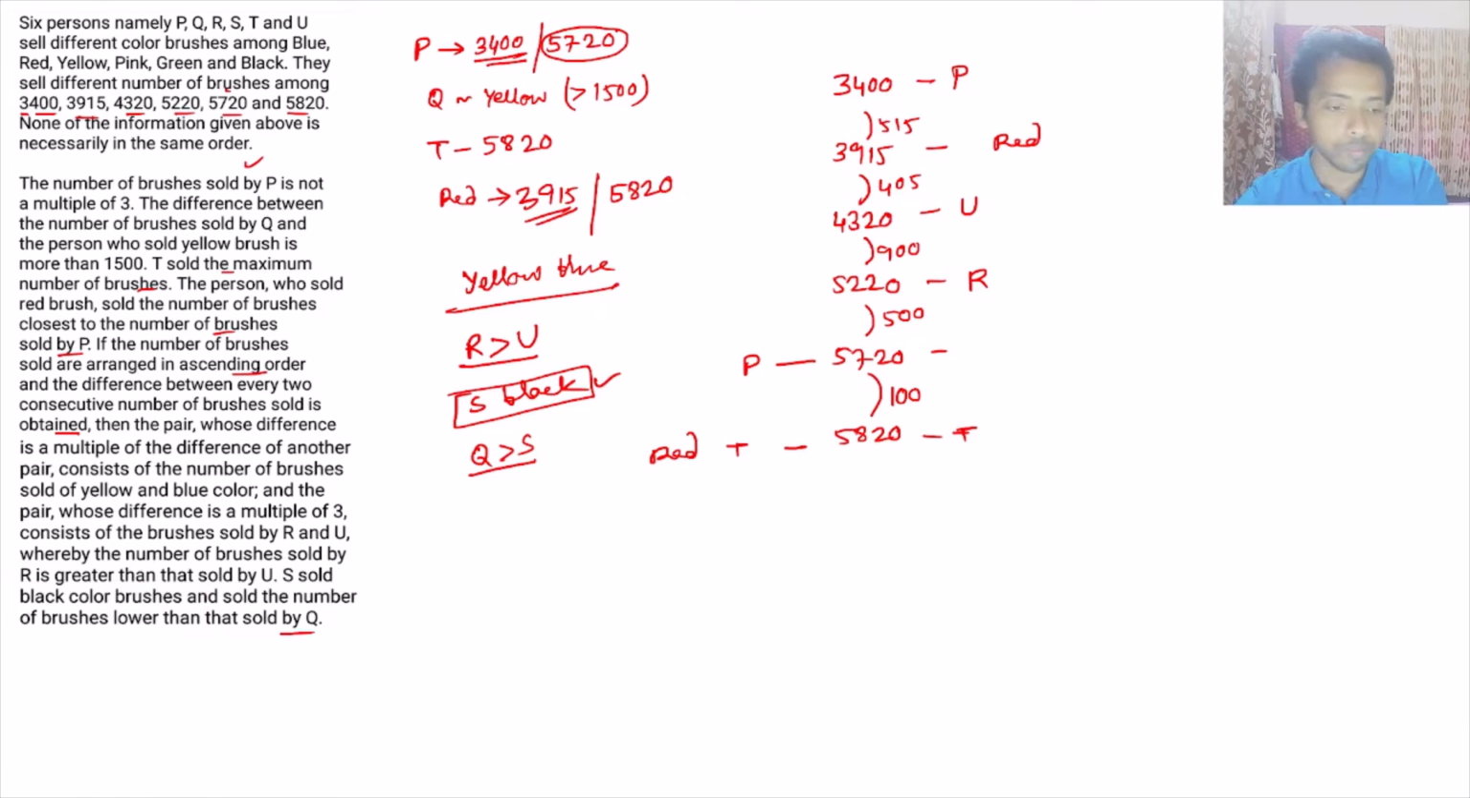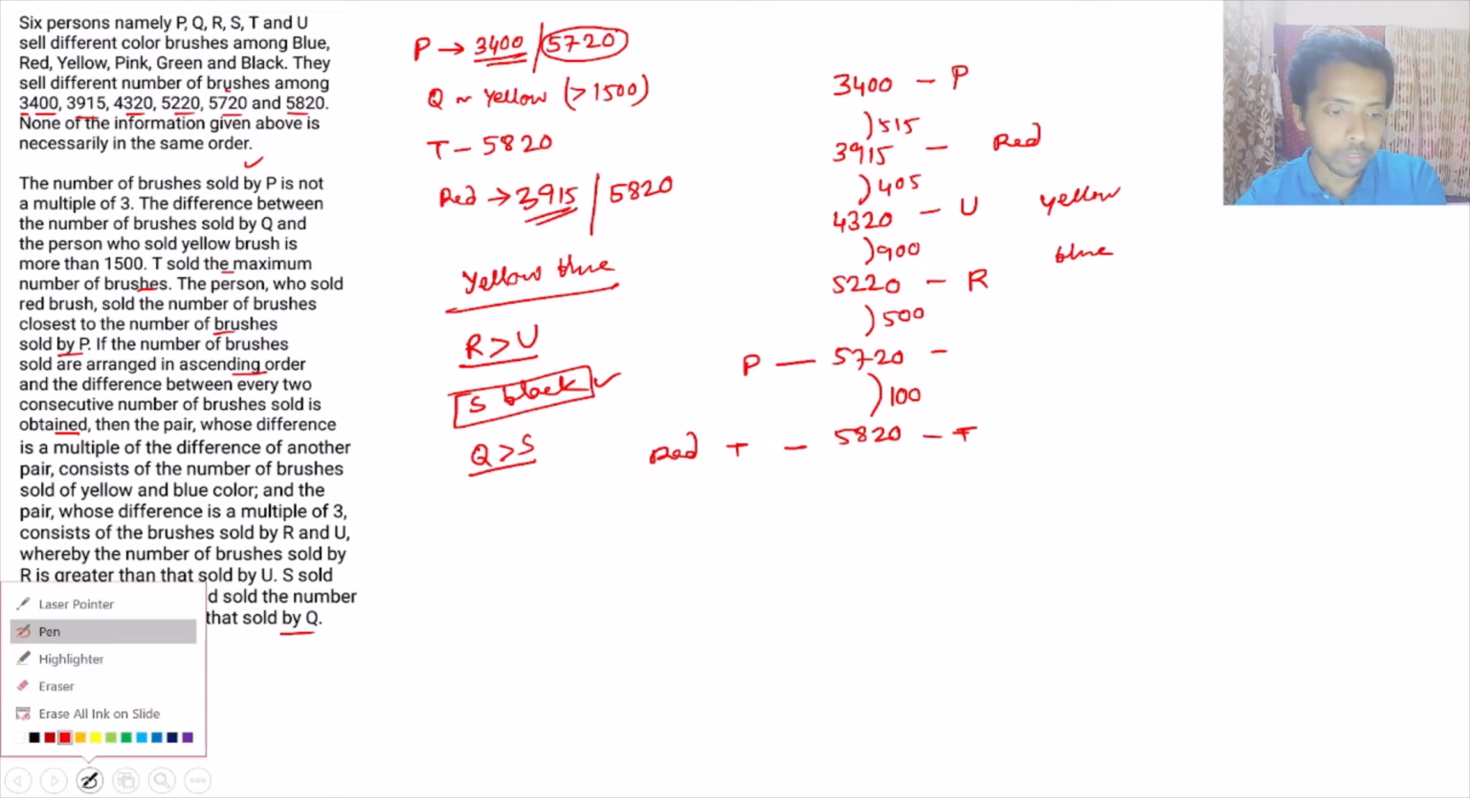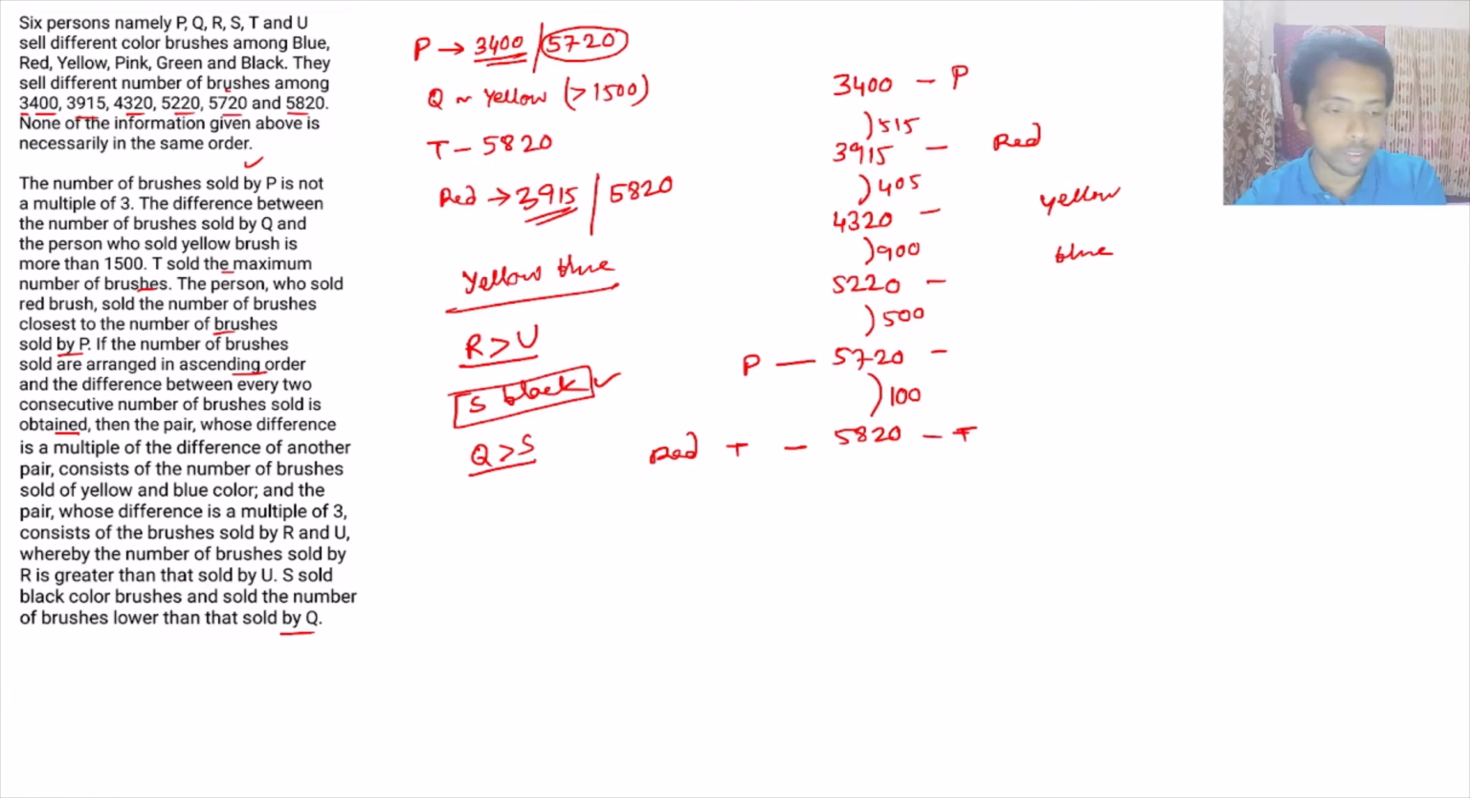Moving to next. If we take yellow and blue here, and R and U here, S black, yes, I can put S black here, but Q is greater than S. The number of brushes sold by Q is greater than S, but there is only one number, that is 5820, which is already occupied by T. So there is no place for Q. So this condition is also not good.